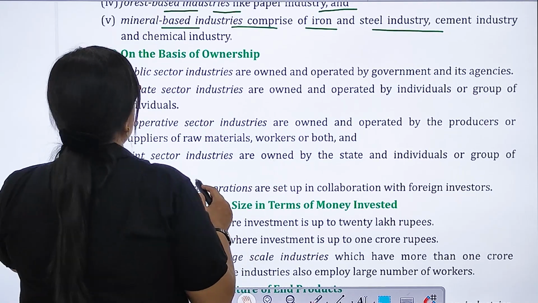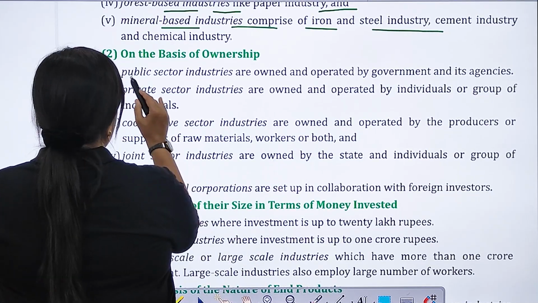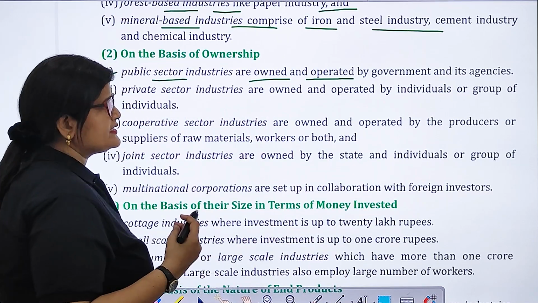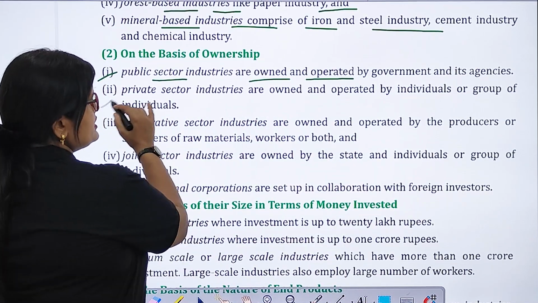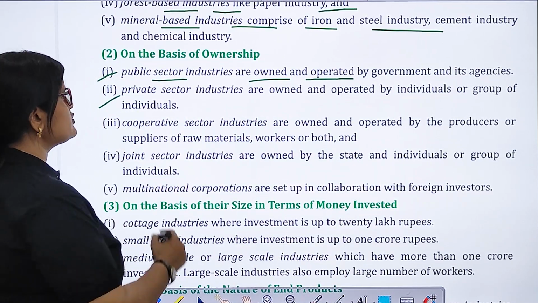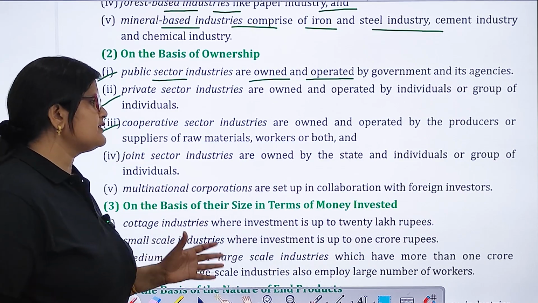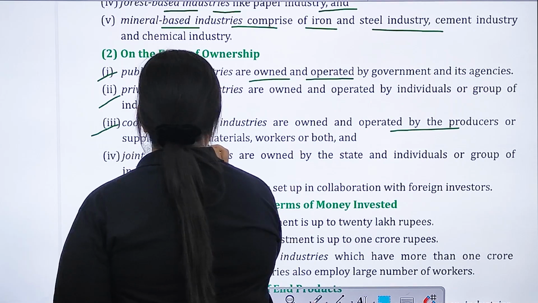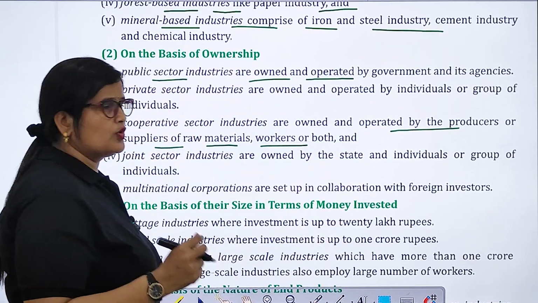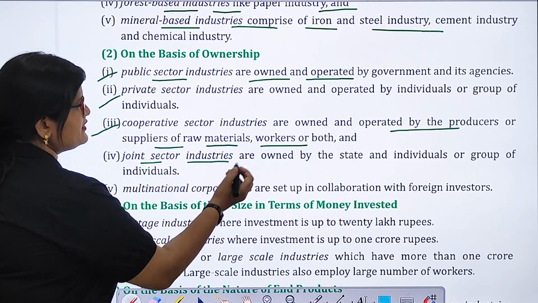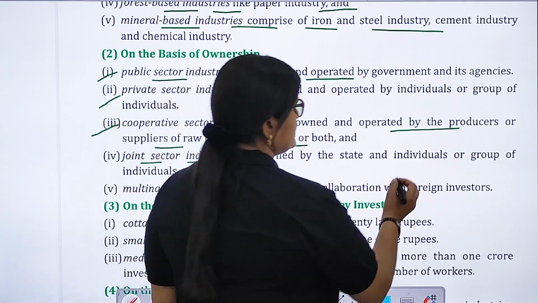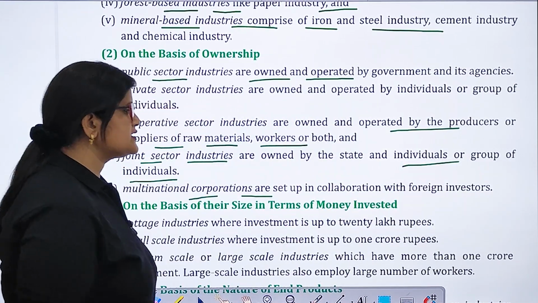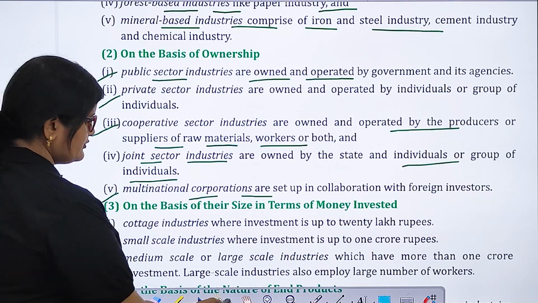On the basis of ownership. Public sector industries are owned and operated by government and its agencies. Private sector industries are owned and operated by individuals or group of individuals. Cooperative sector industries are owned and operated by the producers or suppliers of raw materials, workers or both. Joint sector industries are owned by the state and individuals or group of individuals. Multinational corporations are set up in collaboration with foreign investors.